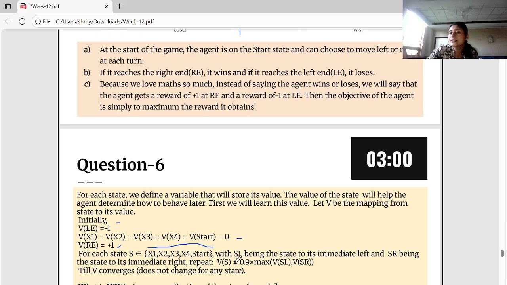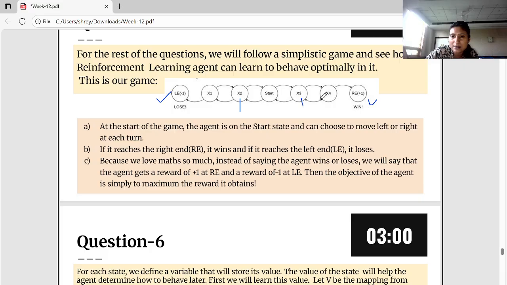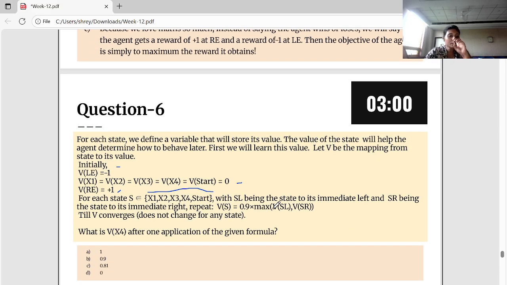When you update the value, it's 0.9 multiplied by the maximum of the value of left and right. It means if you are at a state, let's say you are at a state here, you will take the maximum of x3 or RE, multiply by 0.9, and give that value to this state. So we will update the states till V has converged, or we cannot change any of the states.